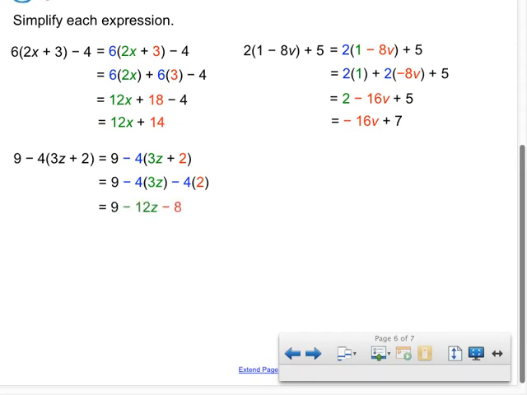Okay, now we have some things we can combine. What can we combine? Yeah, you have some things you can put together, the 9 and the negative 8. 9 minus 8. Right, what's that going to be? 1. Right. Then there we go. That's it.